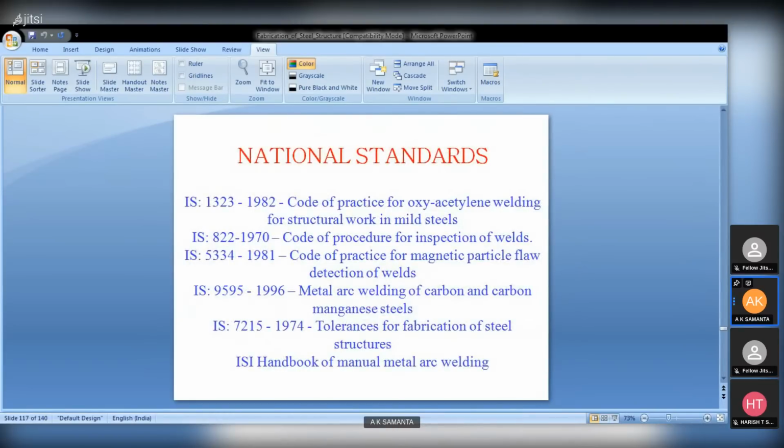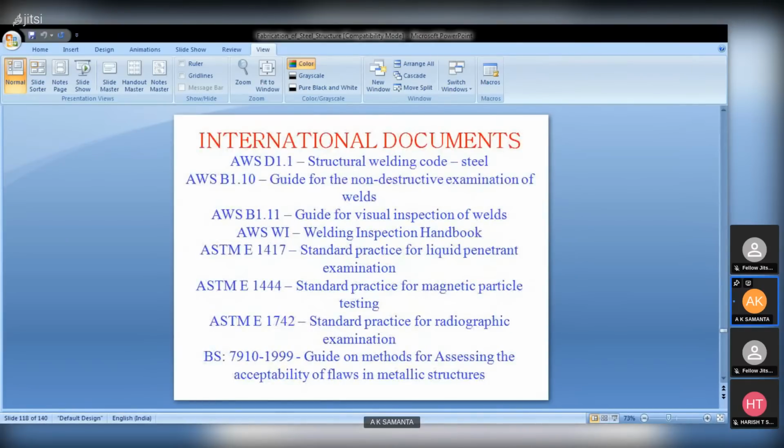Then national standards, these are the codes and standards related to your welding, which we should refer to on a case-to-case basis. And some international standards I have also mentioned here.